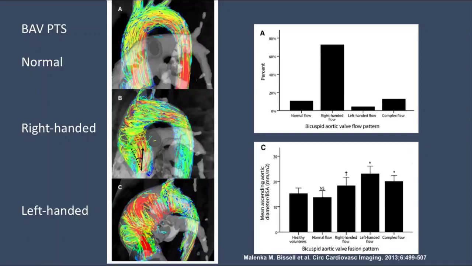I think the bottom line of this study, though, is that those individuals with a normal flow pattern tended to have normal-sized aortas. They were very similar to the size they found in healthy volunteers. But those with an abnormal flow pattern, regardless of the type, tended to have significantly larger aortas.